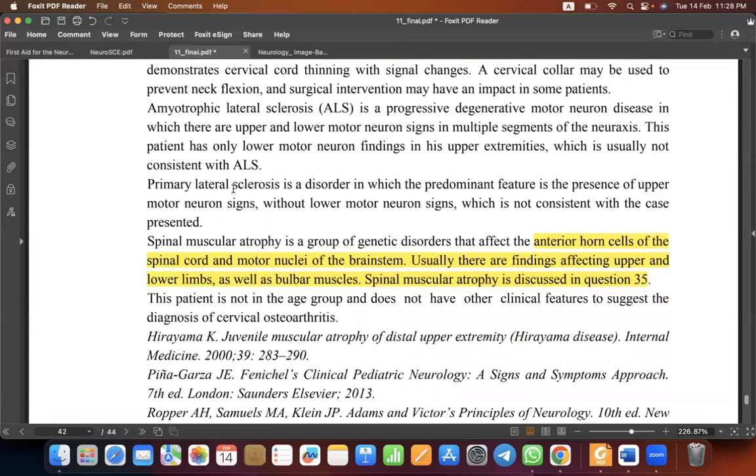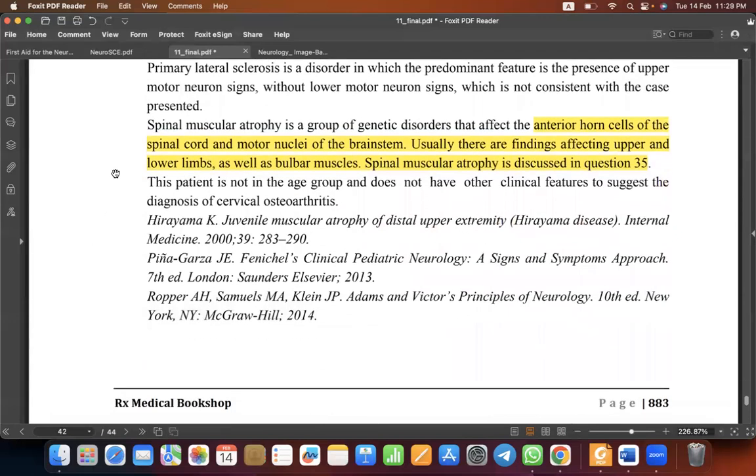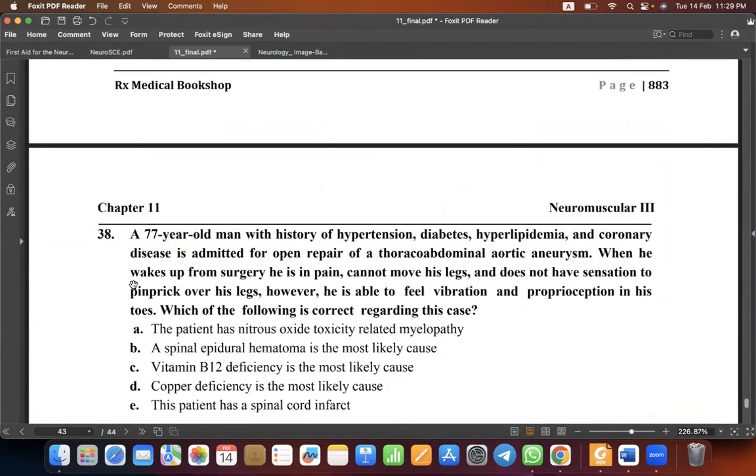So this is primary lateral sclerosis. This is upper motor, but the case is not consistent with upper motor. Spinal muscular atrophy could have anterior horn cell, motor neuron affecting upper and lower muscle as well. Not typical. So I guess it is a monomelic amyotrophy. Hirayama disease could be the best possible answer as well.